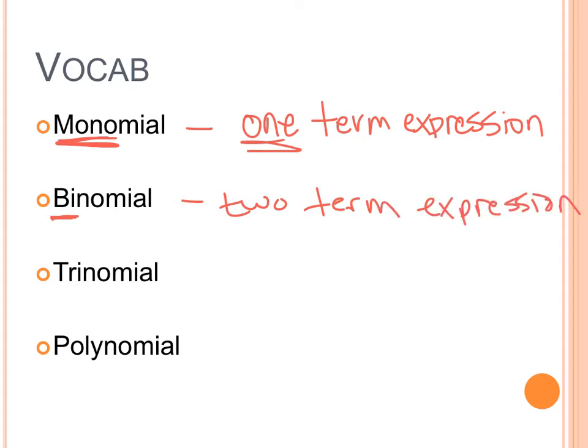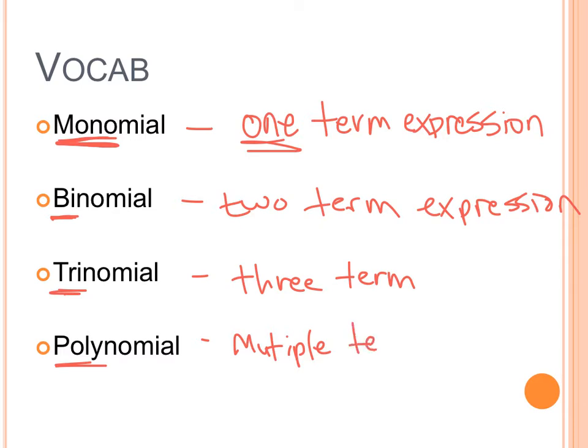And then as we look at the rest of these, trinomial, you can probably guess, this is three terms. And then the last one, poly, is basically just another word for multiples. And so this would be multiple terms. So once we get past three, we just usually call it a polynomial, meaning that there's multiple terms to it. And so there are some of the kind of basic vocab words there, and notice they're all kind of the same, that they're just going from 1, 2, 3, and then multiple terms for expressions.